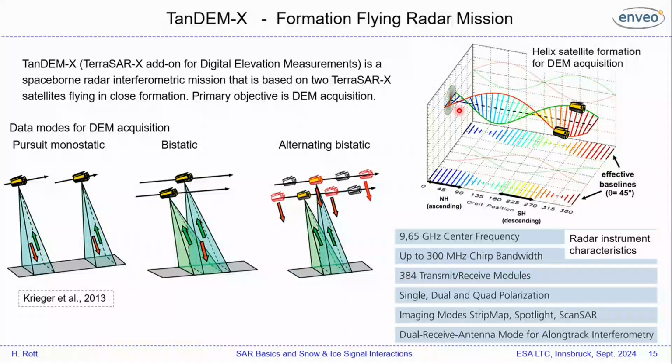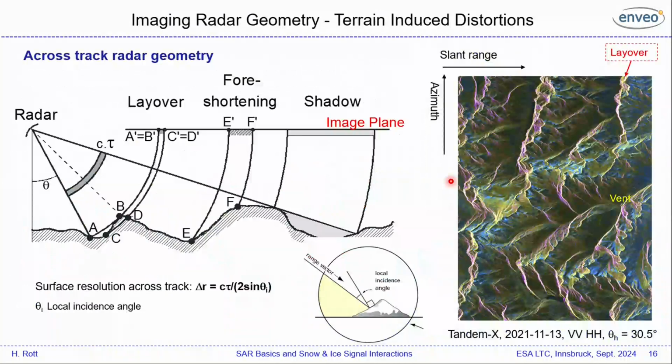Another thing is it's a helix satellite orbit, and then you have different effective baselines for cross-track interferometry, but they change along the orbit because it's a helix orbit, as you can see here. And so you can optimize it for what you wish, for a different zone, and then you change it for the next time for another application.